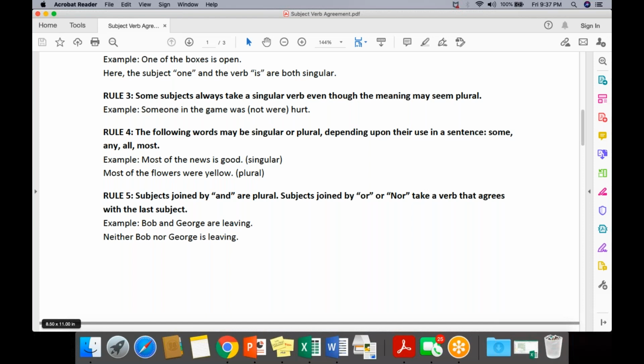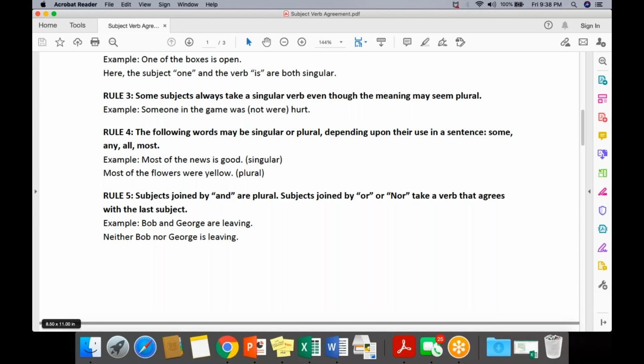What if it was neither Ram nor Shyam are coming, or neither Ram nor Shyam is coming? What will it be? In this case, it will be is, because I am treating both of them as separate and they are both singular. What if it was neither Ram nor children dash coming? Is or are?